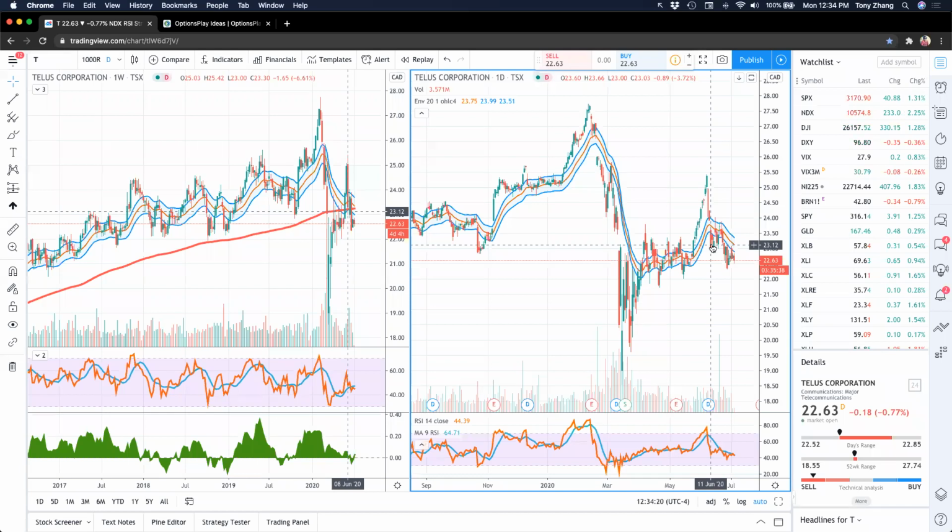Options are one of those tools you can utilize to protect yourself and manage your risk in these types of events that are hard or impossible to predict, making sure you use them correctly so that you have strategies with limited risk. That's the goal of these strategies.